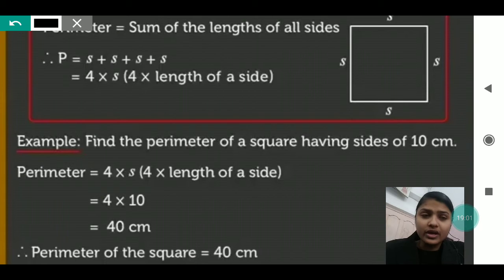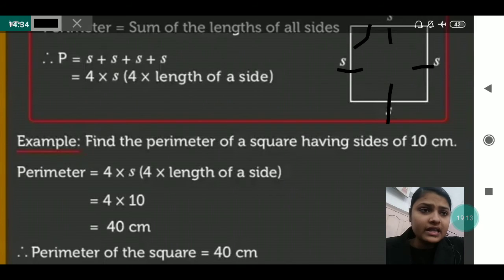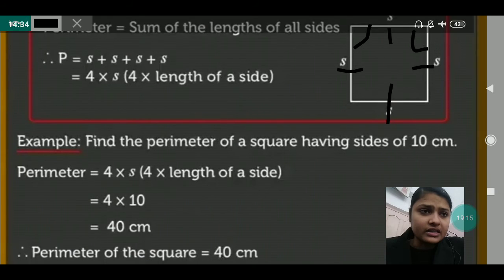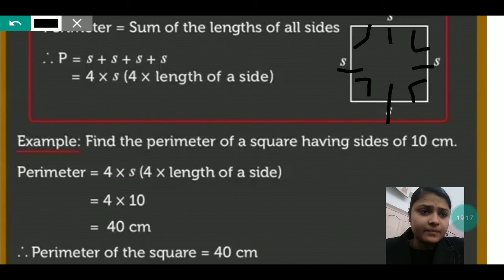As we already know the properties of a square, in a square all the four sides are equal in length and all the angles are 90°. So we can do it in two ways. Either we add all the sides, 2 meter plus 2 meter plus 2 meter like this, or else we can simply do 4 into length of side.